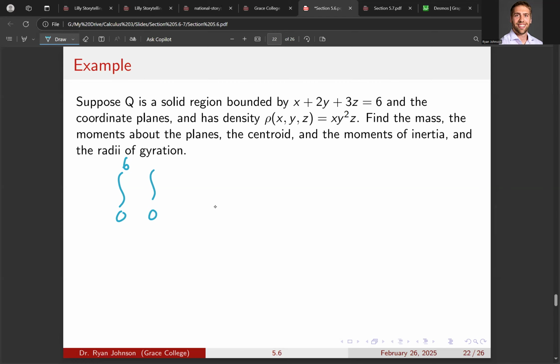I think y is going to have a minimum number of 0. So then what's going to be the maximum value of y? And there's going to be an x in the top of this. 3 minus x over 2? Yeah. Okay. And then for z, we just solve for z in that equation, right? And so it'll be 2 minus 2/3 y minus 1/3 x.